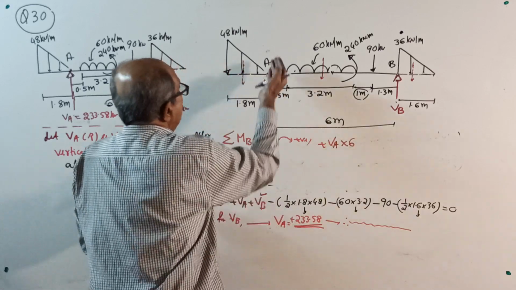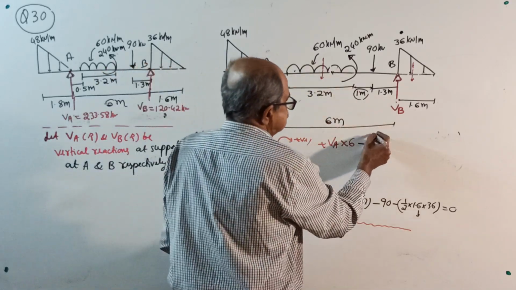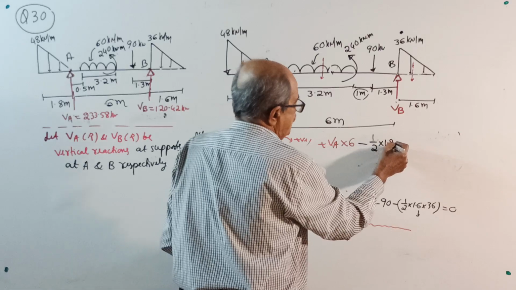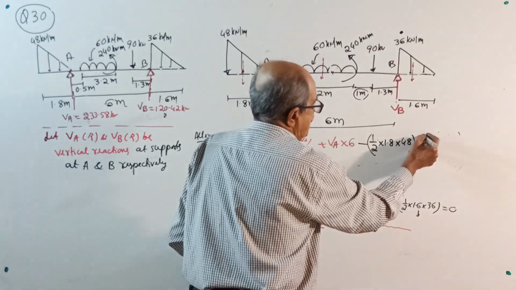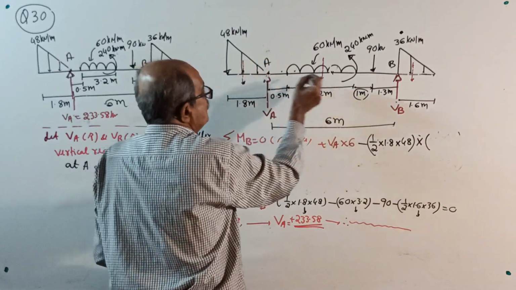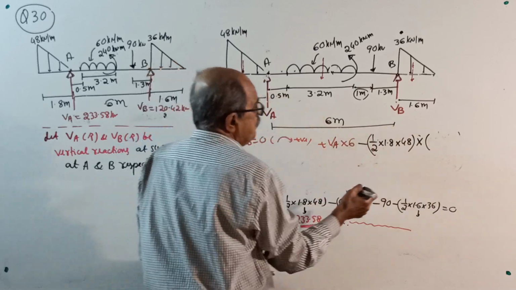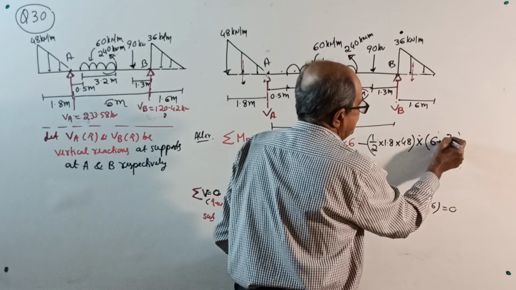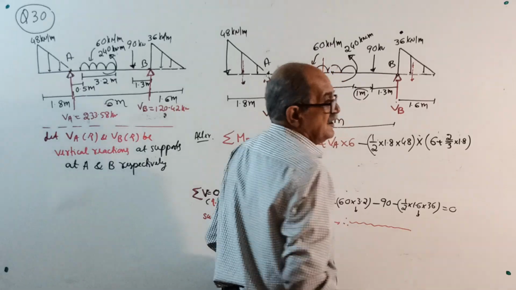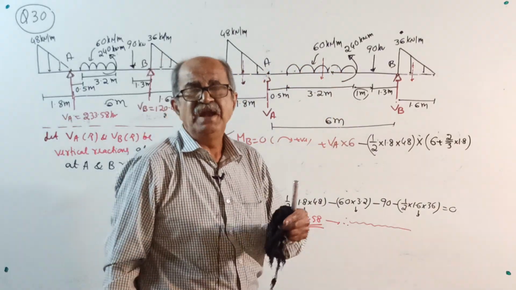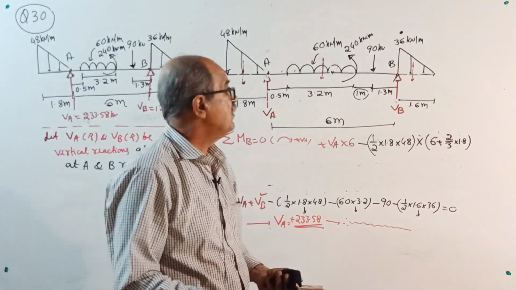VA into 6. Start from here. Minus this total load. Half into 1.8 into 48 is the total load, multiplied by, see, it is acting here. Moment about B: 6 meter plus 2 by 3 of 1.8. This is all in the types of loads. Everything is explained. You should go through that class again and again.